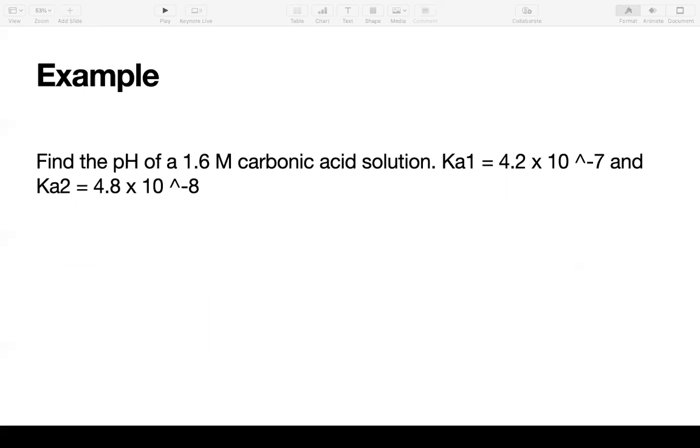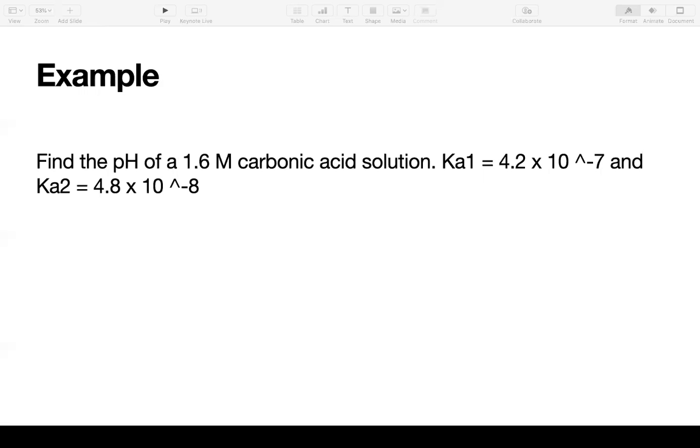So the example I have here is find the pH of a 0.6 molar carbonic acid solution. And it gives us our first Ka, and it gives us our second Ka. And this is also on page 277, if you want to follow along there. But I'll be doing everything here on the whiteboard.